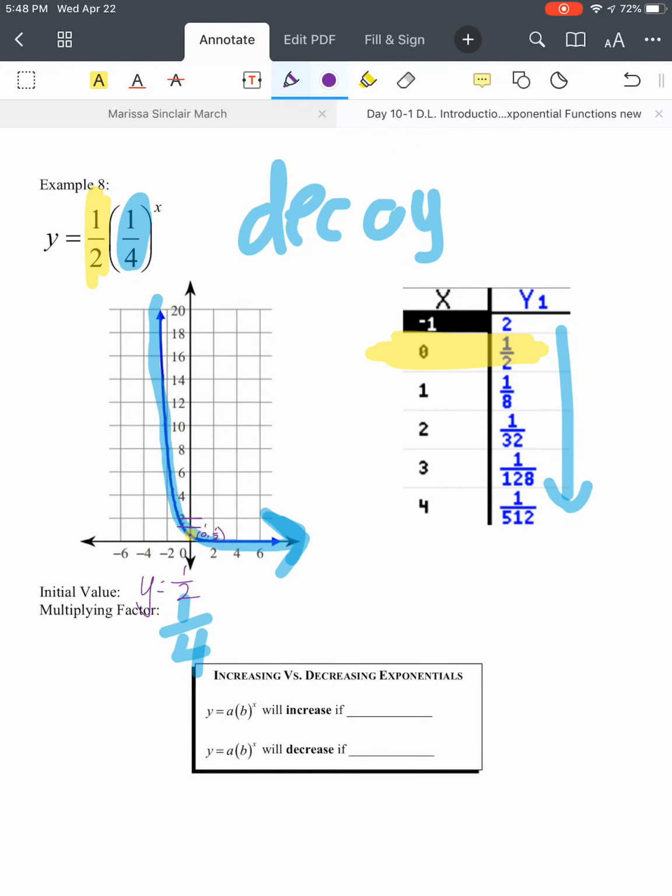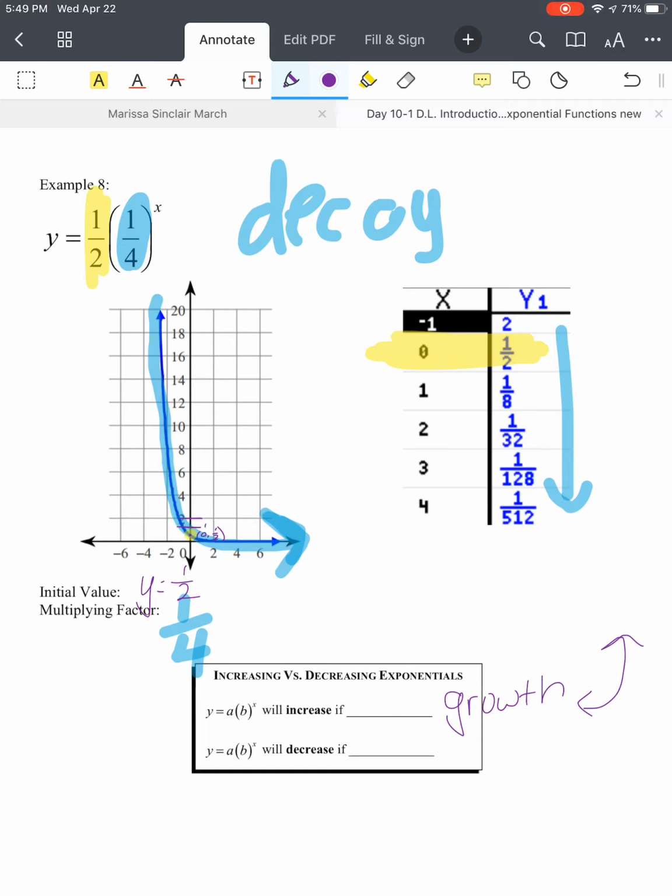Okay, so now let's just kind of do a little summary. Increasing versus decreasing. So we have, here's our general form, a times b to the x. Increasing means that it is a growth. Okay, it has this general shape like this. The graph will kind of look like that every time.